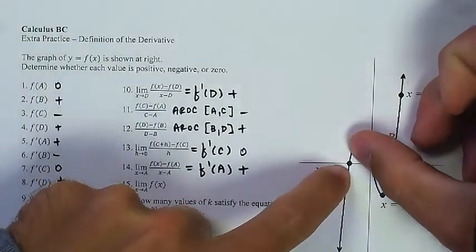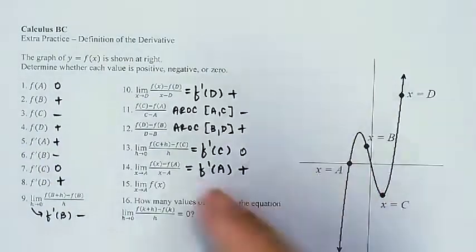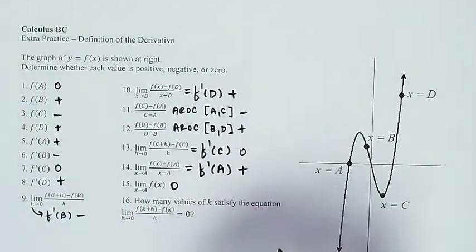The limit as x approaches a of f of x, okay, what's happening to f of x as x approaches a from both sides? I'm approaching y equals 0. So I'm going to say that limit is 0.